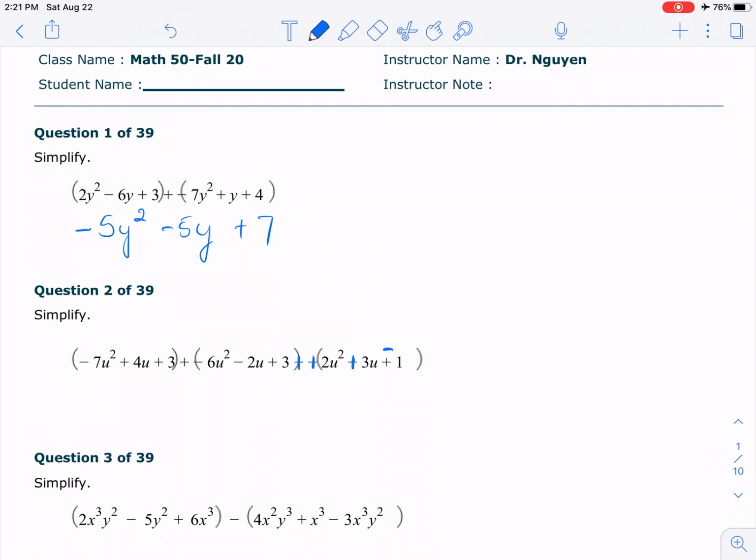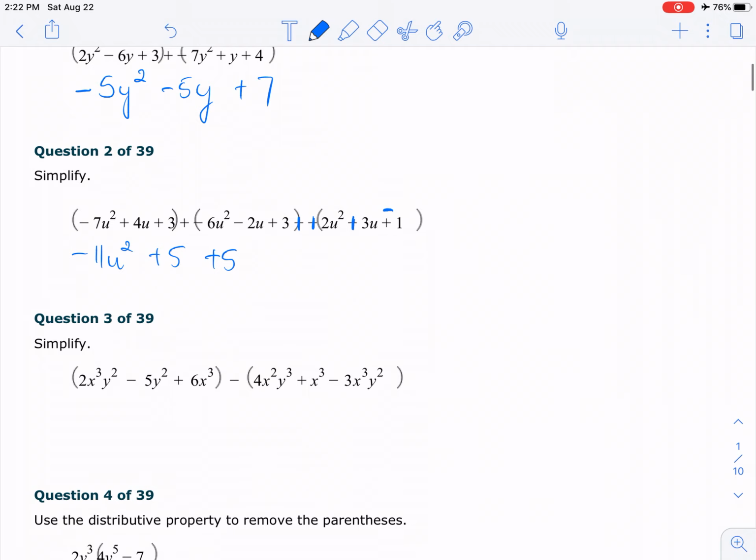And then I can combine like terms. So we have negative 7u squared minus 6u squared plus 2u squared. That would be negative 11u squared. And 4u minus 2u is 2u. 2u plus 3u is 5u. 3 plus 3, 6. 6 minus 1, 5. And there we have it.